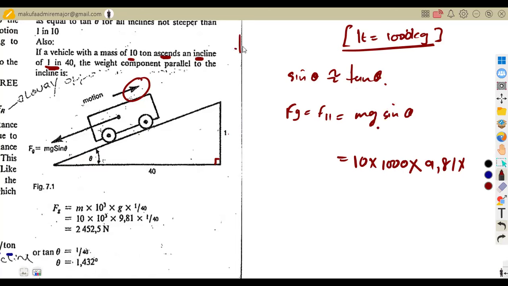Here now, this one. Instead of saying the tan of theta, which is 1 over 40, we are using this as the sine of theta, because we said it's an approximation when theta is what? When theta is small. So you're going to use 1 over 40 like that. So that is the idea there.